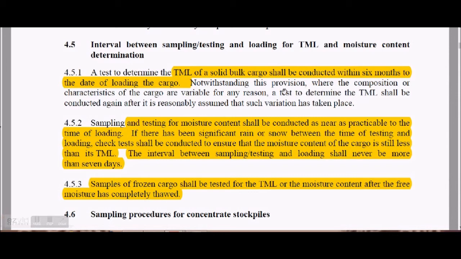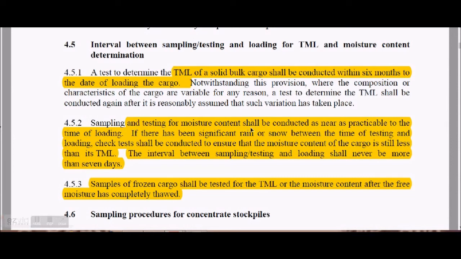Now, sampling and testing for the moisture content shall be conducted as near as practicable to the time of loading. So it is not that because you have done it within 6 months, it is okay. No, you have to do it before loading, as close as possible. If there has been significant rain or snow between the time of testing and loading, a check test shall be conducted to ensure that the moisture content of the cargo is still less than the TML. Means on the spot testing should be done. And if you are not satisfied with your test, you can send it to the laboratory, and after the laboratory confirms that it is okay or not okay, you decide whether to load or not to load.